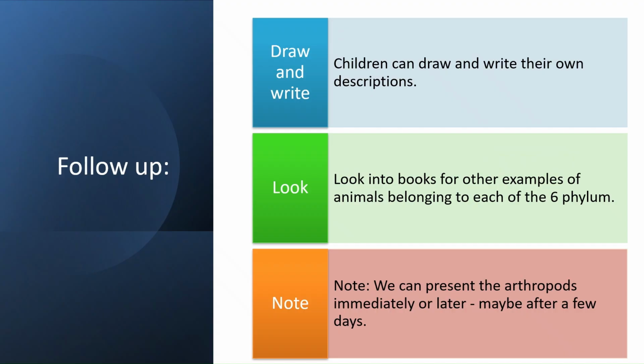The follow-up activities are draw and write. Children can draw and write their own descriptions. They can look into books for other examples of animals belonging to each of the 6 phylum. Then make note: we can present the arthropods immediately or later, maybe after a few days. So we can stop here.